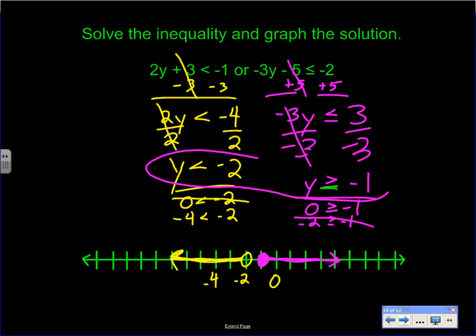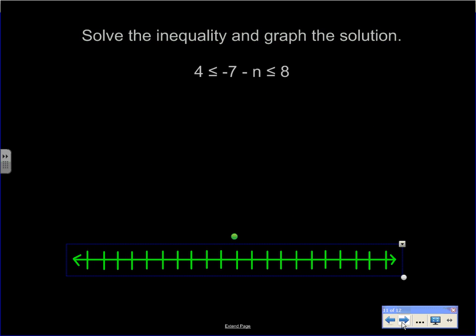Here is your solution set written out using inequality symbols, and then your graph, of course, is down there at the very bottom, your number line. Okay. Looks like we got just 2 more examples here. This one's for you to do on your own, and then check your solution.